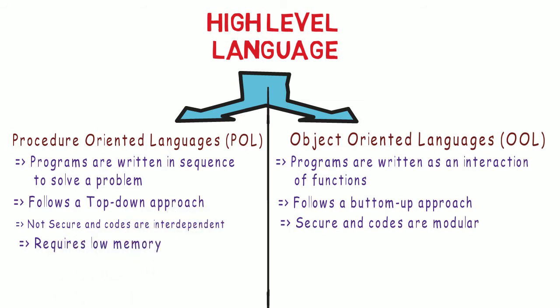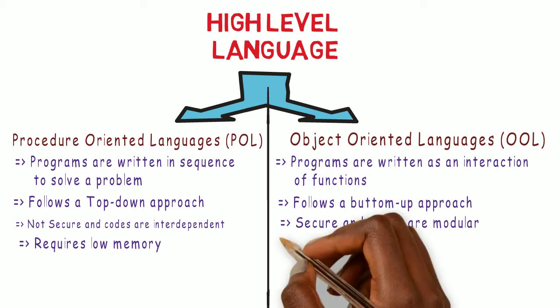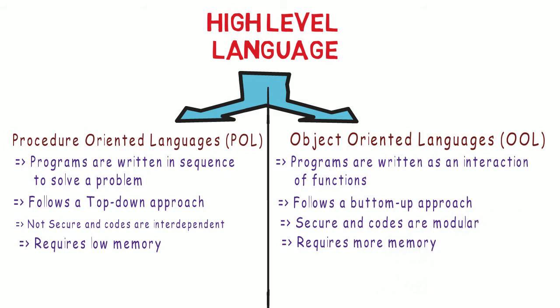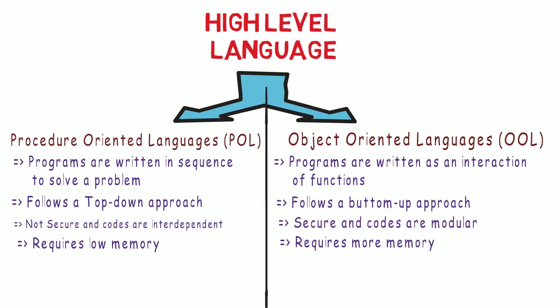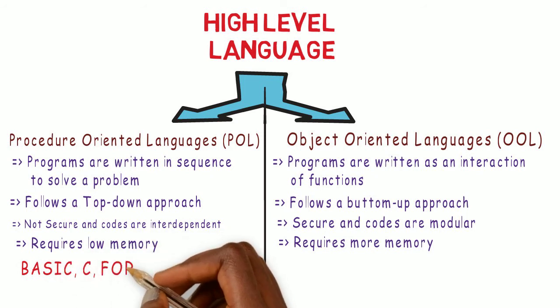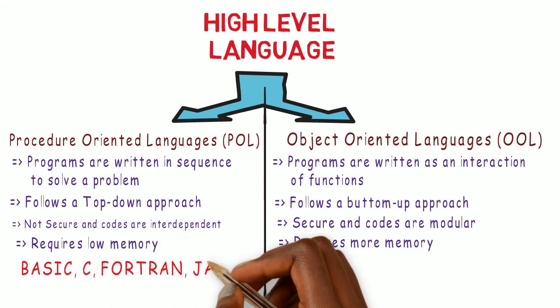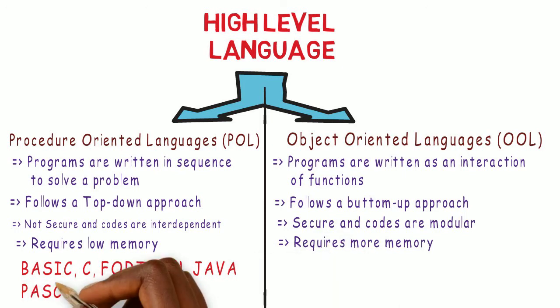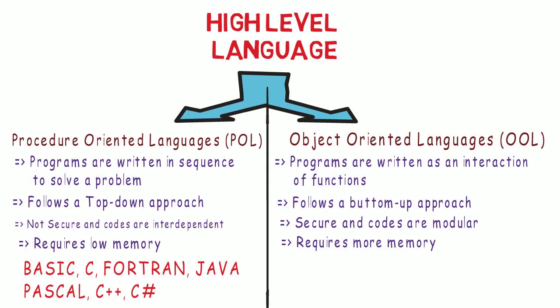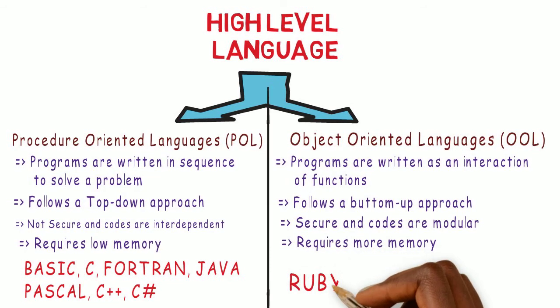With the procedure-oriented language, it requires low memory. Overloading is actually not possible. Whereas with the object-oriented language, it requires more memory than the POL. Overloading actually is possible.